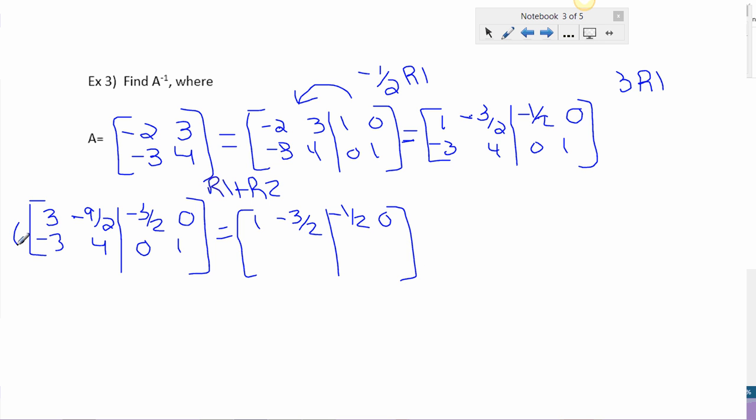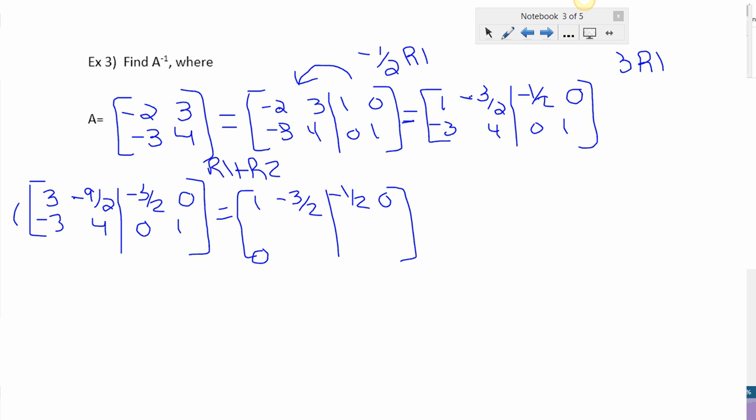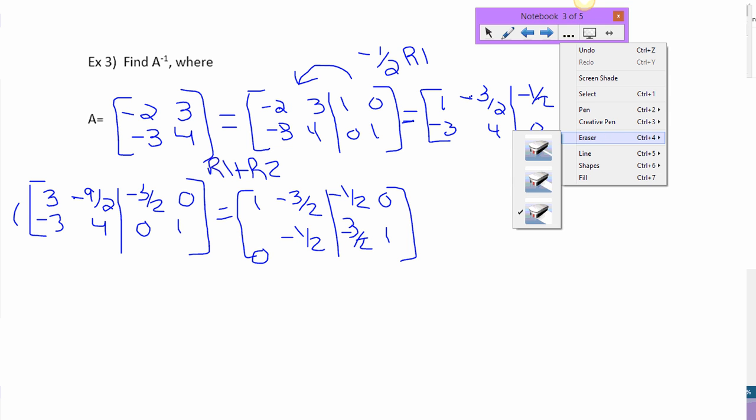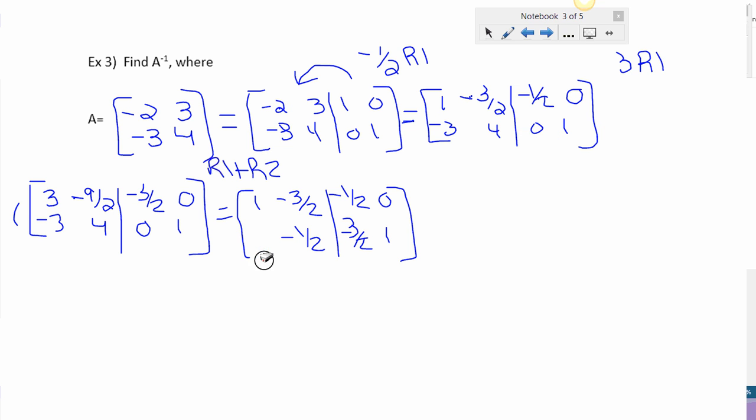I'm adding these together now, right? 0, -1/2, -3/2, 1. My writing is atrocious. Okay. So I've got a little bit further now. Now I have my 1 and I have my 0, but I need to work on the -3/2 and the -1/2, right? So let's do row 2 times -2. If I multiply row 2 by -2, it's going to give me a 1 in that place, right?